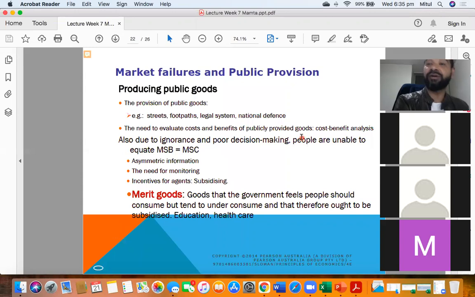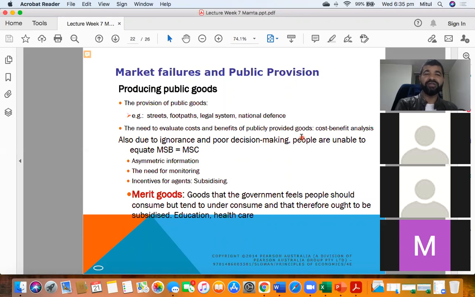Also, government can produce more and more public goods so that people get these things free. Provision for public goods like streets, footpaths, the legal system, national defense. These are the various types of public goods we have.